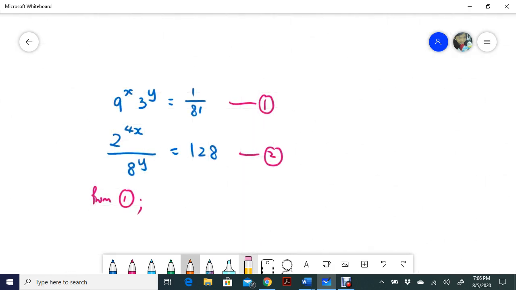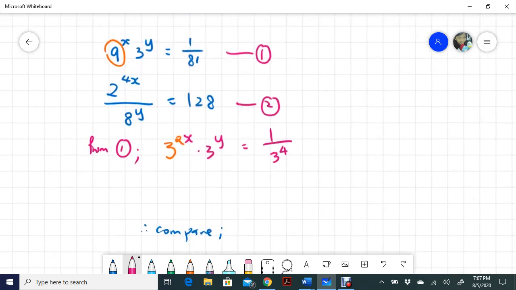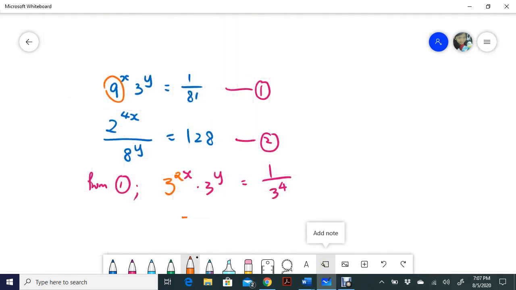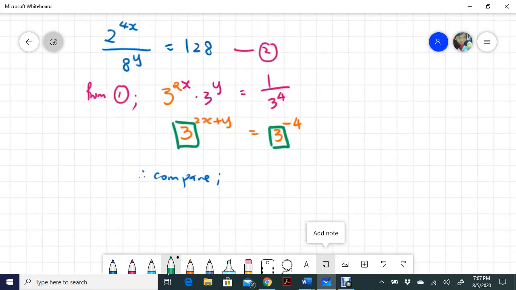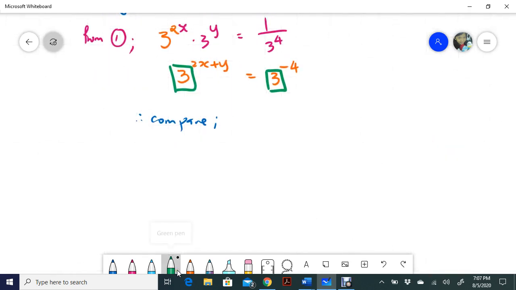So from 1 you can change already. The 9 you change to 3 power of 2. The x still remains, multiplied with 3 power of y. So 1 over 81 is actually 3 power of -4. When you multiply, your powers will be added. So from here, what can you see? You have the same base here. Once it is the same base you can straightaway compare. So you just write down 2x plus y equal to -4. So this will be your equation 3.